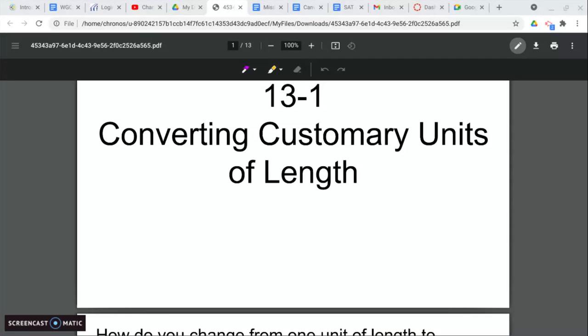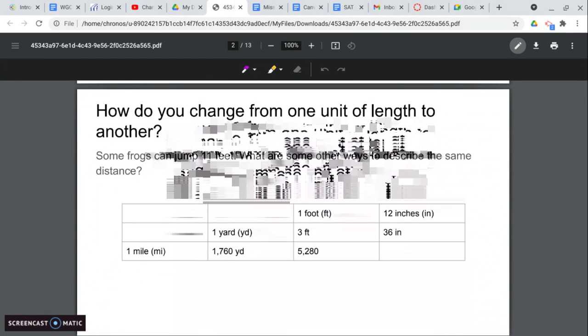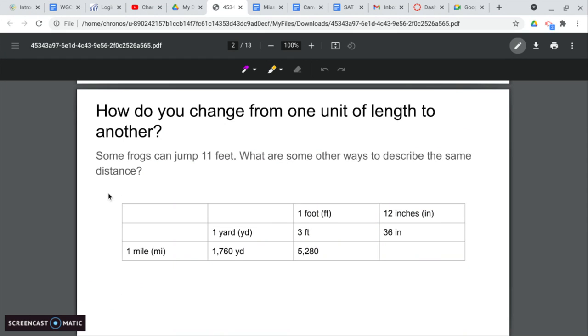Hi guys, welcome back. So what we're looking at today is 13.1, converting customary units of length. So how do you change from one unit of length to another? Some frogs can jump 11 feet. What are some other ways to describe the same distance?